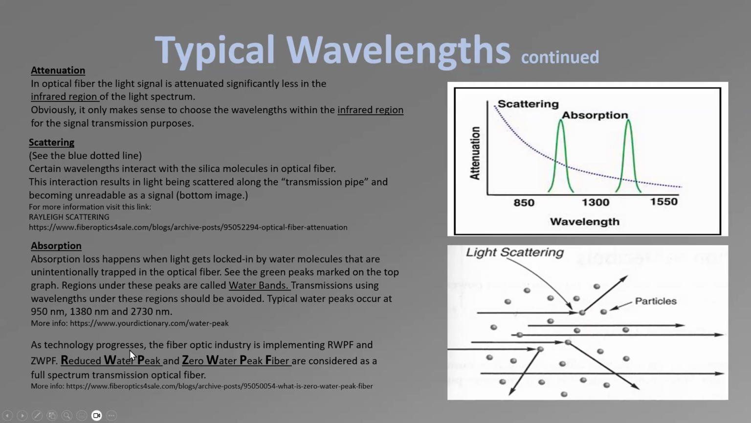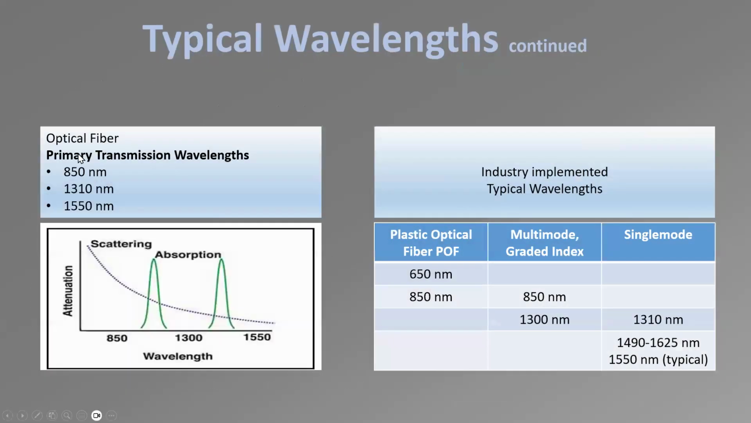As technology progresses, the fiber optic industry is implementing RWPF and ZWPF. What are these? Reduced water peak and zero water peak fiber. Those are considered full spectrum transmission lines. Yes, the engineers were able to develop optical fibers that do not have those water bands. And these are called full spectrum, right?